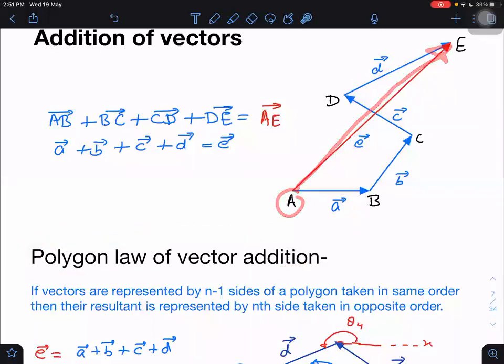So the main idea is to arrange in such a way that the head of one is connected to the tail of the second. The head of the second is connected to the tail of the third. The head of the third is connected to the tail of the fourth. Just keep this in mind and find the initial, then take the initial tail to the final head. That will always be the resultant. Okay, diagrammatically we have to do it in this way.